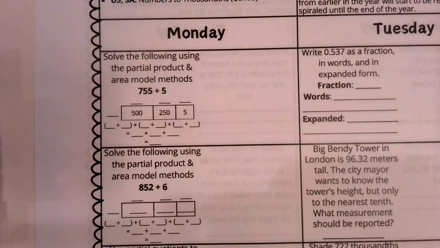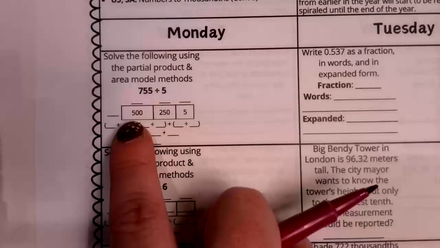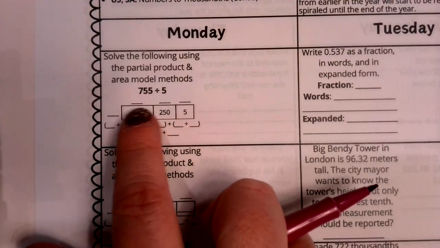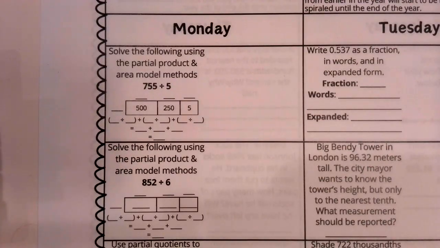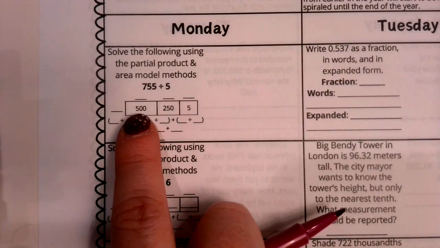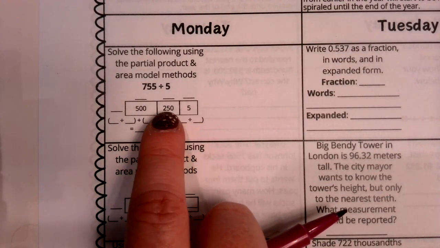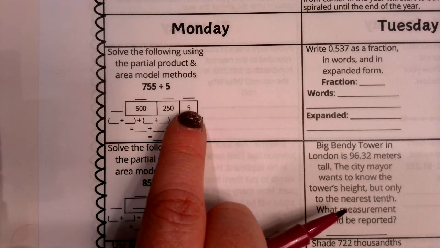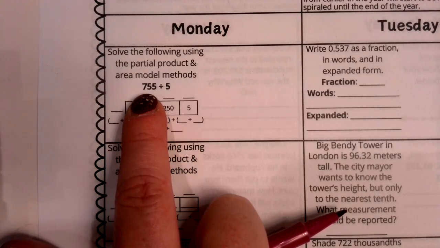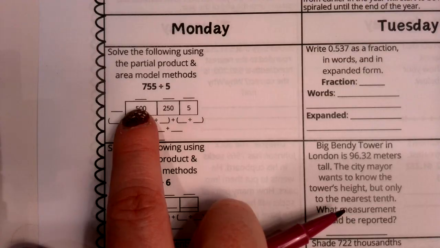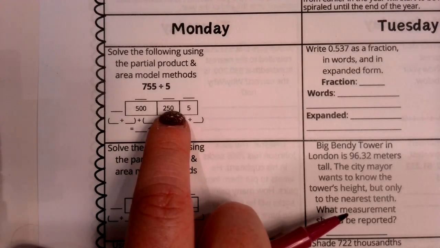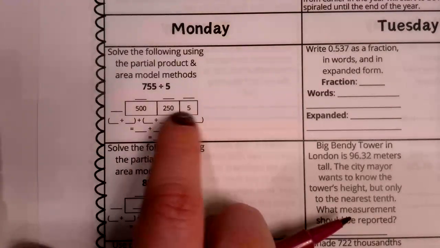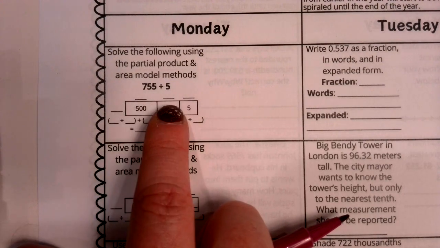We are starting off with some partial products down below and an area model for division on top. Notice in this model, we already have our dividend broken up because our dividend is 755. Here I see 500, 250, and 5 together. That gives me the 755 of my dividend.